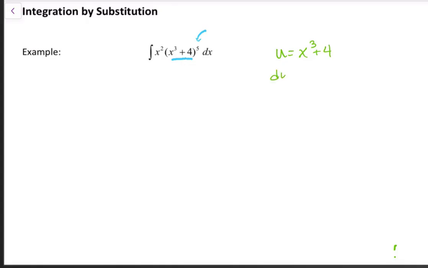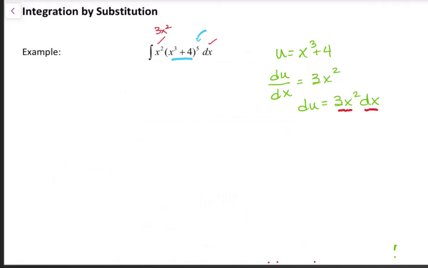Our next step is to determine what du dx is. So the derivative of that is 3x squared, making du equal to 3x squared dx. So now the next step is always to determine whether du is present in my integrand. So I do my little checking. I need 3x squared dx. So when I go back and look at the integrand, I've got my dx, and here's my x squared, but I need it to be 3x squared. So I'm missing that constant of 3. I'm missing that factor of 3.